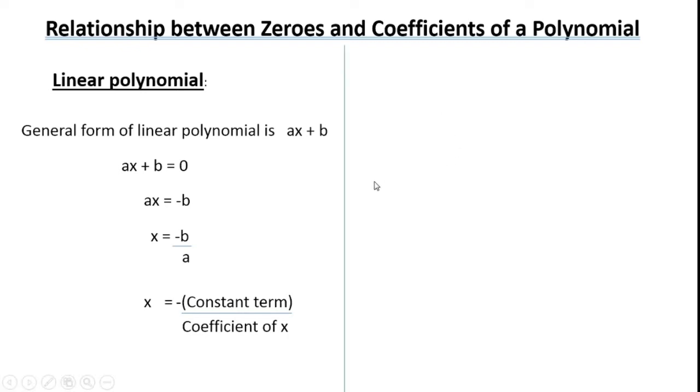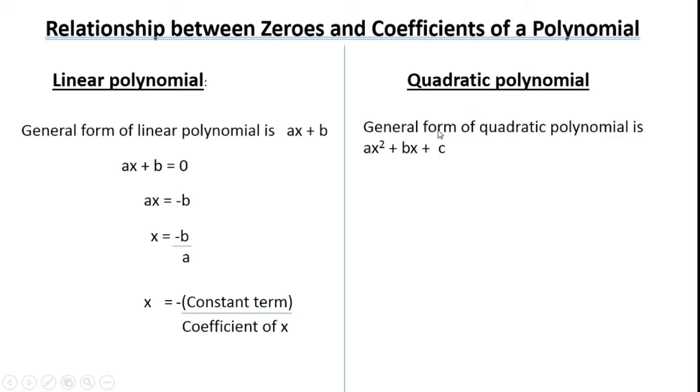Now we'll go to quadratic polynomial. We can check whether there is any relation between the zeros and coefficients with a quadratic polynomial. So the general form of a quadratic polynomial is ax square plus bx plus c. To find the relation, first we will check with an example. See the example. p of x equal to 2x square plus 8x plus 6.